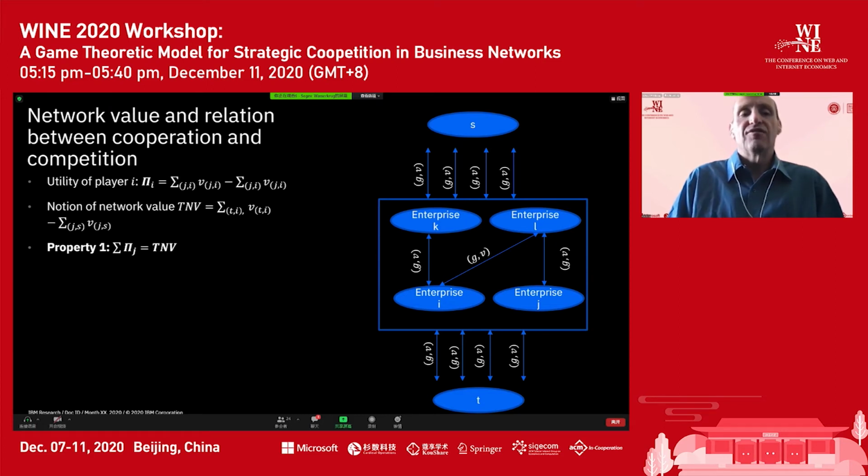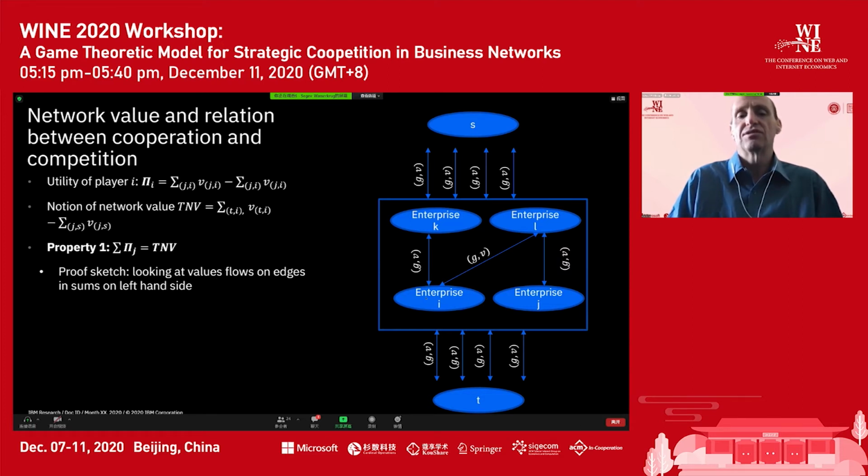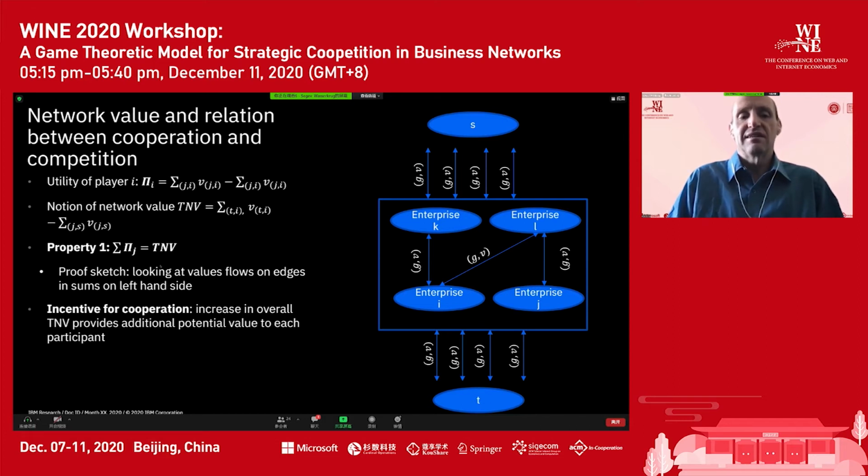One is that the sum of the flow of each participant in the network is always equal to the total network value. And this is pretty straightforward. The proof sketch is that if you just look at the graph and you look at the outcome of this graph, and you look at the sums on the left-hand side, which is the sum of the values, and the sum on the right-hand side, you see these cancel out, because each internal flow basically cancels out, leaving just the outward flow.